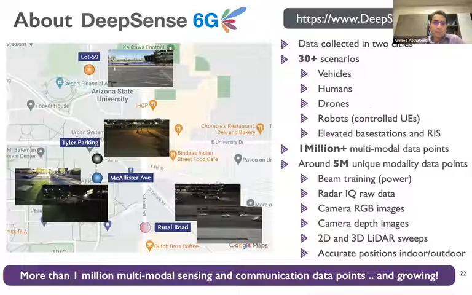So far we have more than 1 million data points. These are multimodal data points, so every one of these data points has multiple modalities, from beam training. Not all the data has all the modalities, but in every scenario we have a certain number of sensors. So we have certain multimodal data in each scenario, and so far more than 30 scenarios, from vehicles to humans to drones to robots, and more controlled environments, indoor and outdoor.